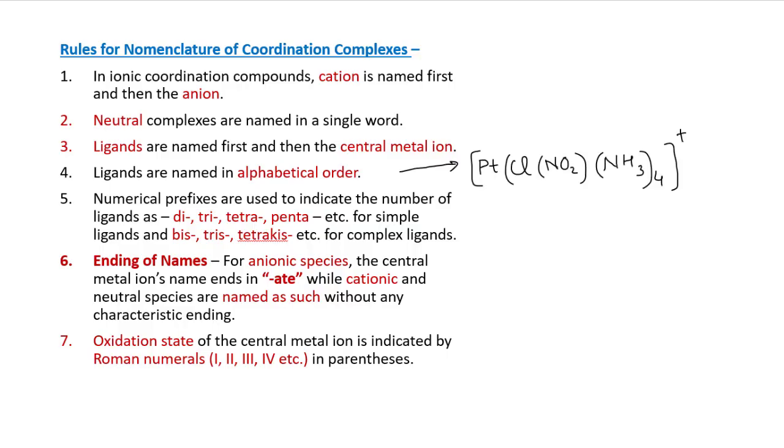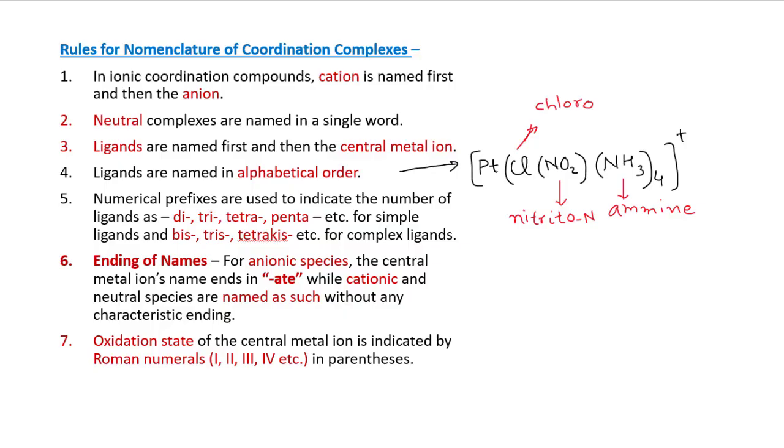So now in this example, as you can see, we have three different ligands. We have chloro, we have nitrito, and then we have amine. Now if we start naming these ligands, we have to follow the alphabetical order. So first we will name the amine, then we will name the chloro, and lastly we will name the nitrito N. So while naming these ligands, we follow the alphabetical order.